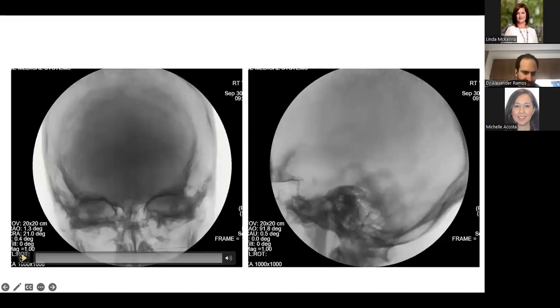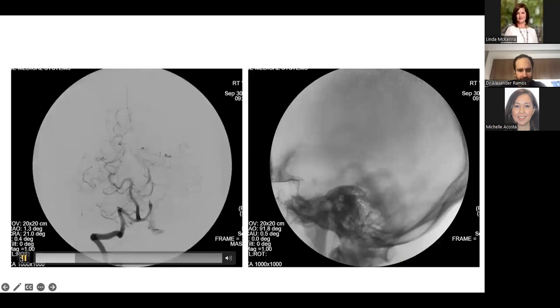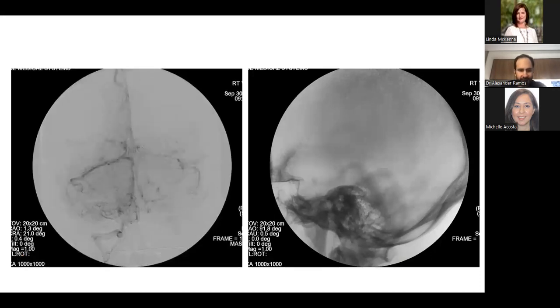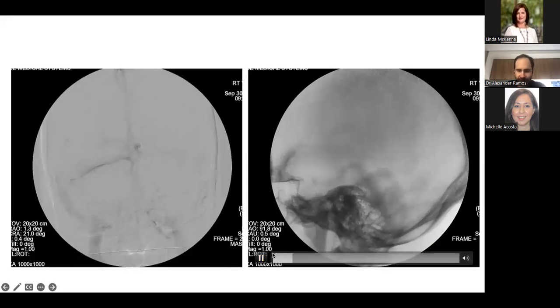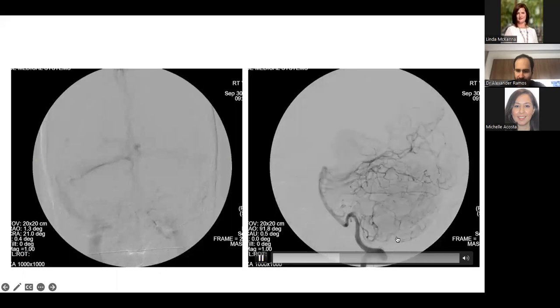So this is another example. This is an injection of the vertebral artery. Same thing, arterial phase, and then now the venous phase, and you can see the sinuses start to fill. And this is the same thing in lateral. This is the vertebral artery.